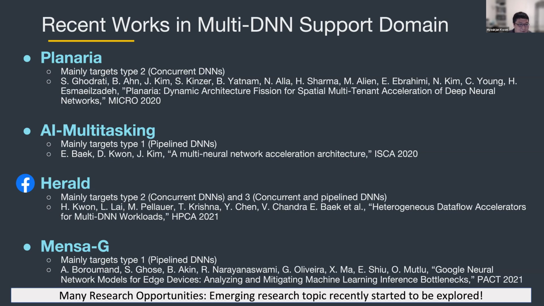Each of them also focuses on the types of multi-DNN workloads we discussed in slide 2. Although they can be extended to support all of them, they have main focuses. For example, Planaria mainly targets the type 2 multi-DNN workload. AI multitasking targets type 1, which is pipelined DNNs. And Herald, which is our recent work, targets type 2 and type 3. And Mensa-G also mainly targets type 1. So as an example, we will briefly introduce the co-design problem we faced inside Herald.